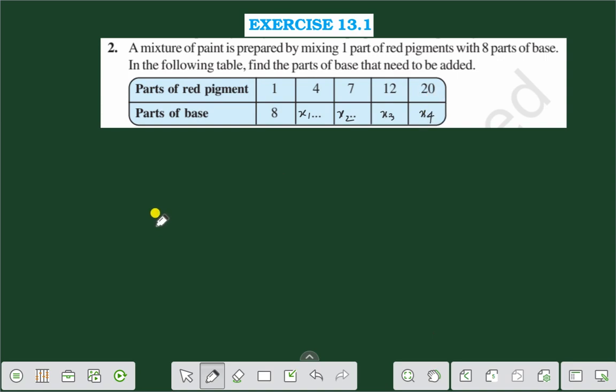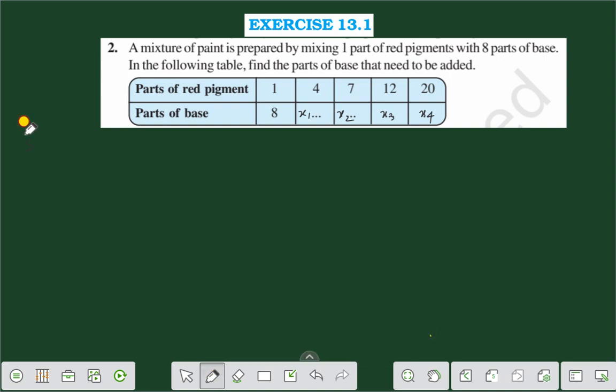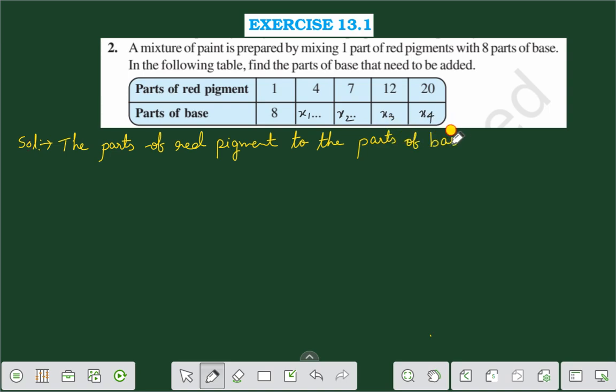Since they are in direct proportion, we can find that the parts of red pigment to the parts of base are in direct proportion.